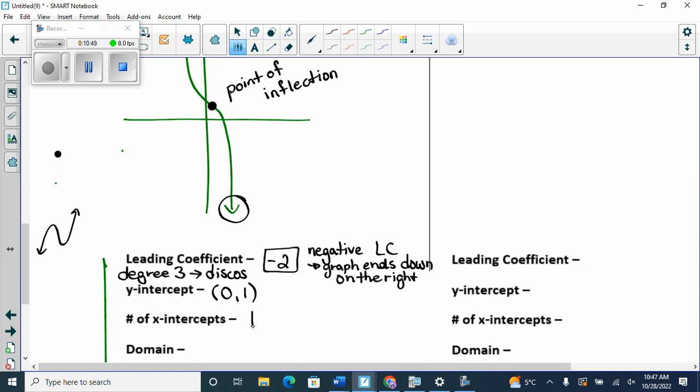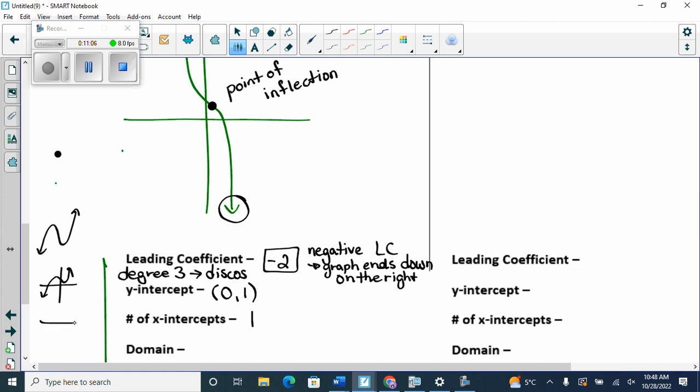Yeah, because it's going to end up discoing. At some point I'm going up and at some point I'm going down, and because one's going up and one's going down, I'm going to have to cross through at least one time. I could cross through more, but I have to cross through at least once. Now think about it. I could cross through once like this.